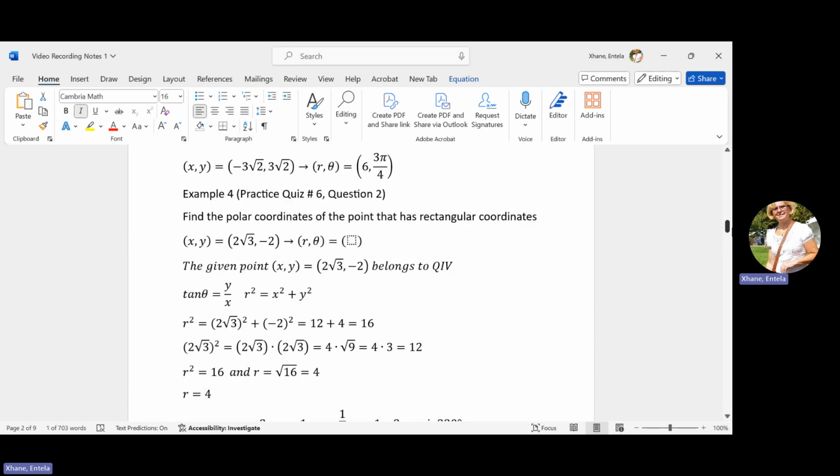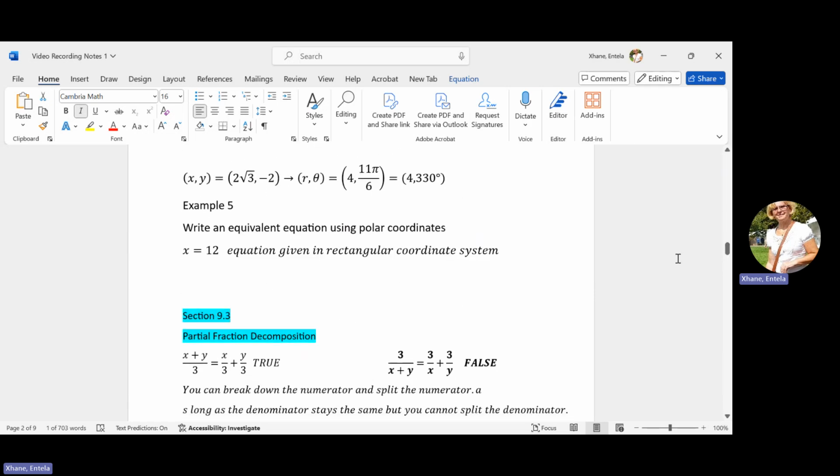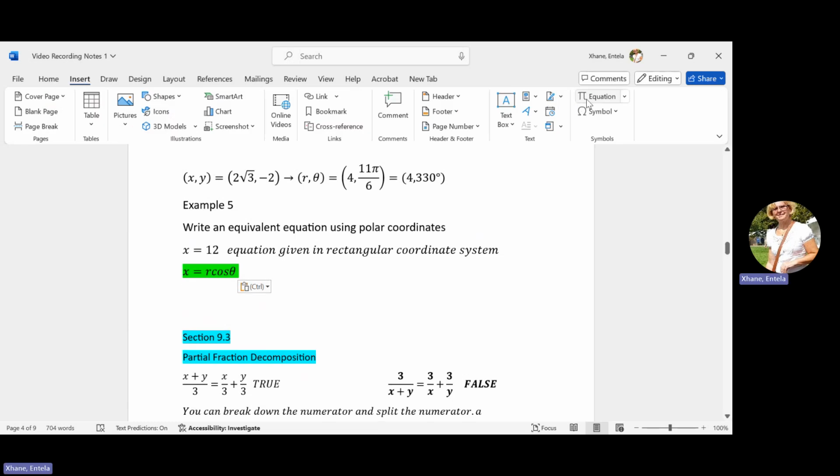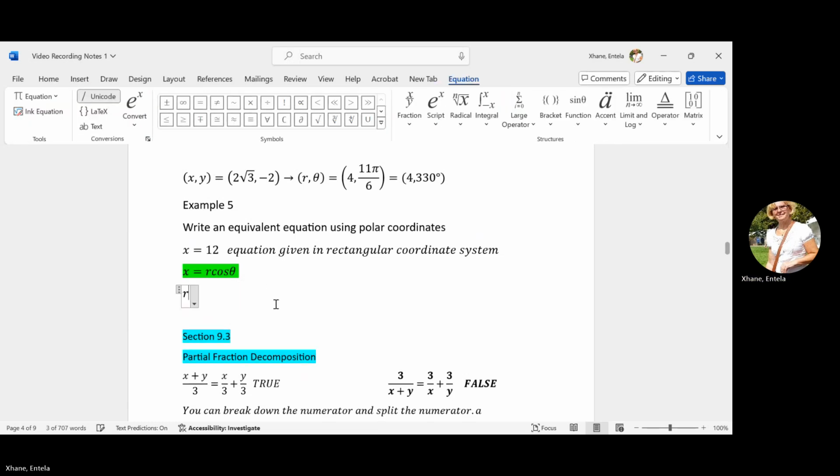So I know that x in the polar system is r cosine of theta. And then my x is 12. So that makes r cosine of theta equal to 12. So I just substitute the product of r with cosine of theta by x, which is 12, and solve for r.